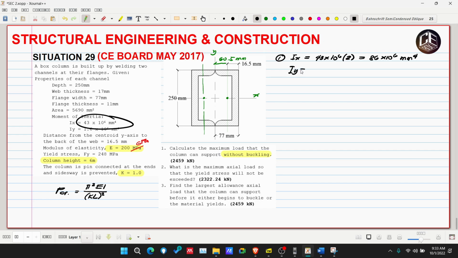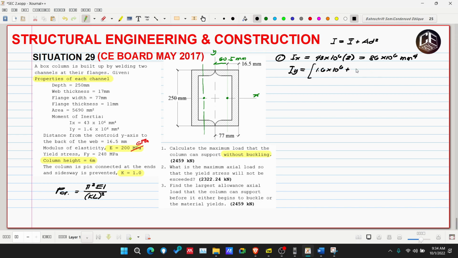Next, for Iy. Since the centroids are not located at the Y-axis, there is a distance, which means we need the transfer formula. Remember, the transfer formula is I-bar plus A d squared. Our I-bar is the Iy of 1.6 times 10 raised to 6, plus the area. We multiply by 2 because there are two C-channels, and the properties given are of each element, one each.